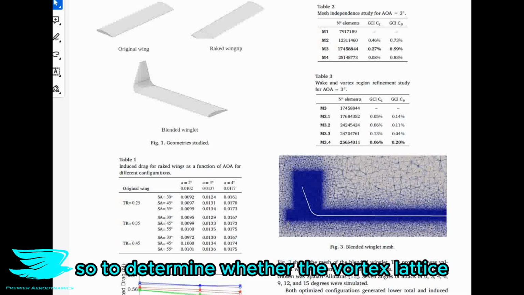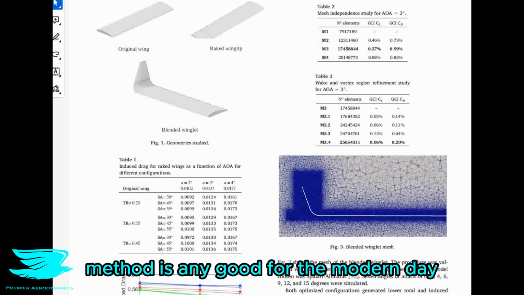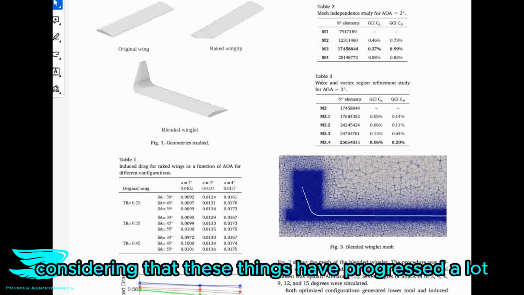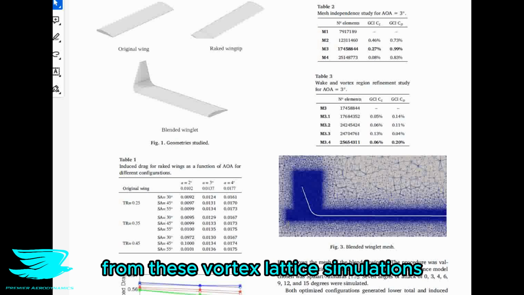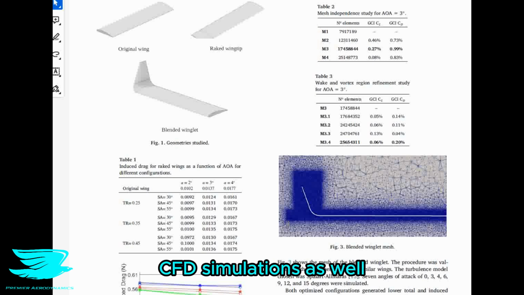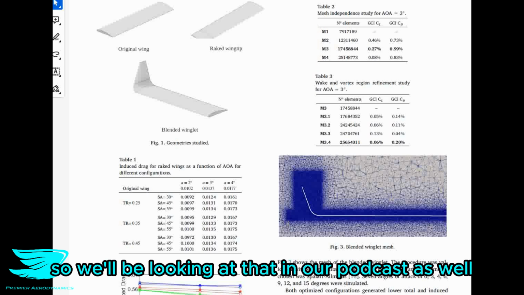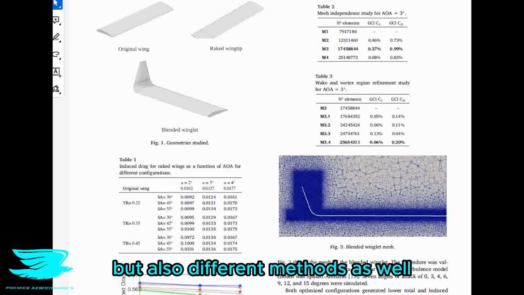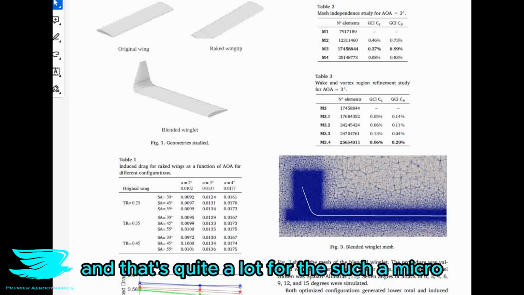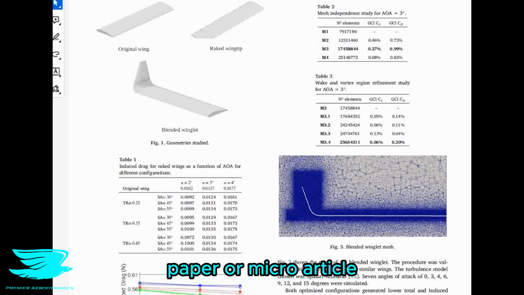To determine whether the Vortex lattice method is any good for the modern day, considering that these things have progressed a lot since its inception, these researchers are also looking at how the results from these Vortex lattice simulations compare to Navier Stokes CFD simulations as well. So we'll be looking at that in our podcast as well. So let's get started, not only at the wingtips, but also different methods as well. And that's quite a lot for such a micro article, sorry.